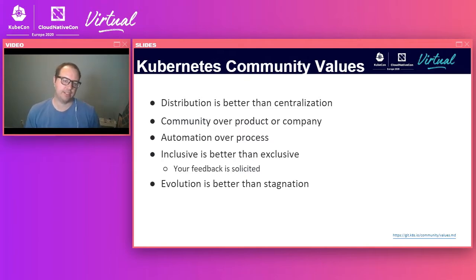And then finally, the reason your voices are so important is it's important that the project doesn't stagnate, right? We want to always ensure that we're evolving, that we're meeting future needs that we might not have anticipated. And in general, we always try to steer our guiding principles towards evolving rather than just stagnating on a status quo.